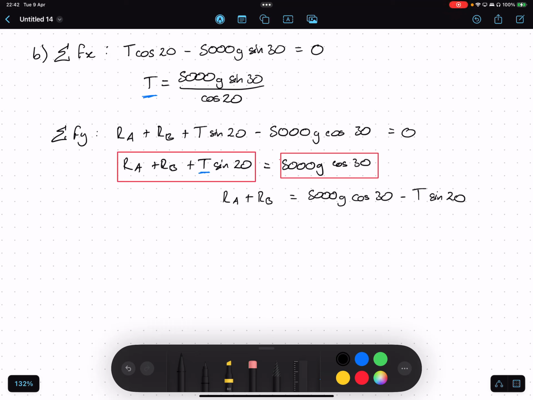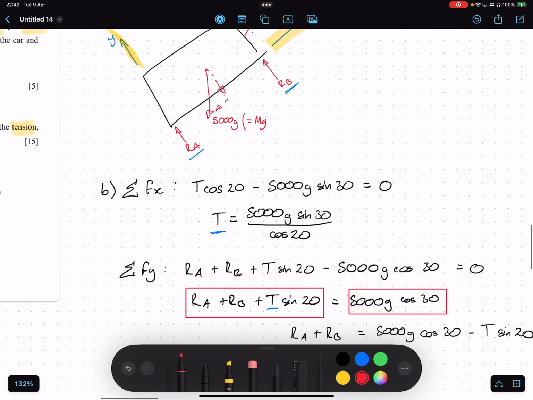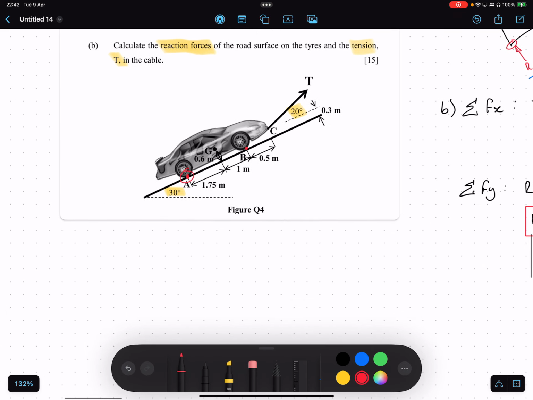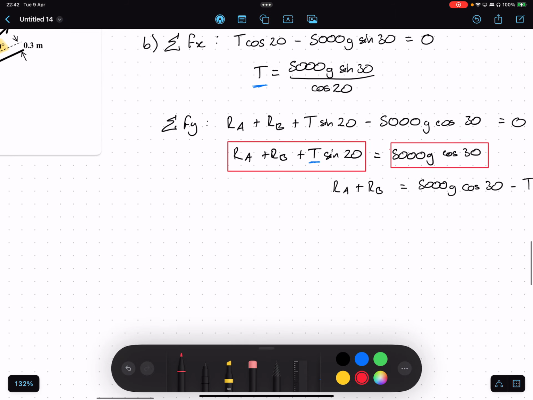So we are almost there with answering this question, and the thing that we do need to consider are the moments of this car, specifically acting around A, which is here, when our free body diagram is here, because we have an object in static equilibrium.